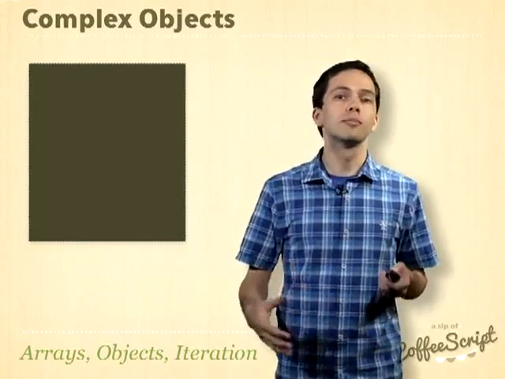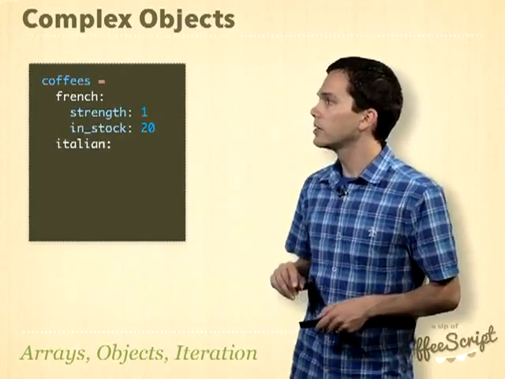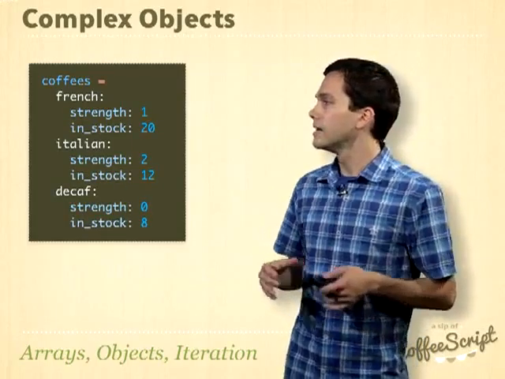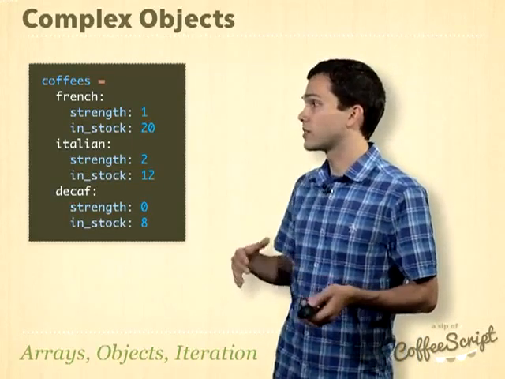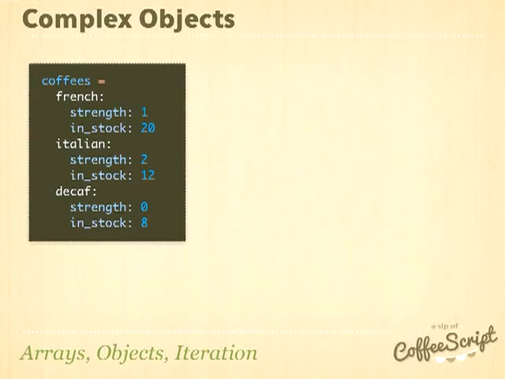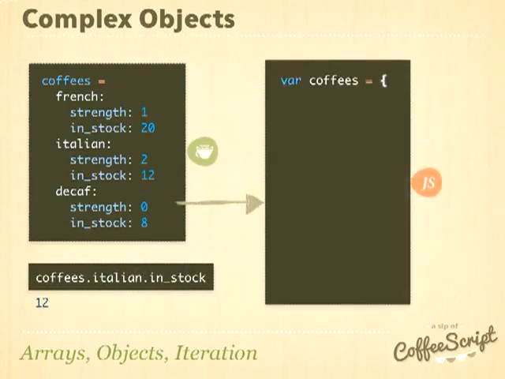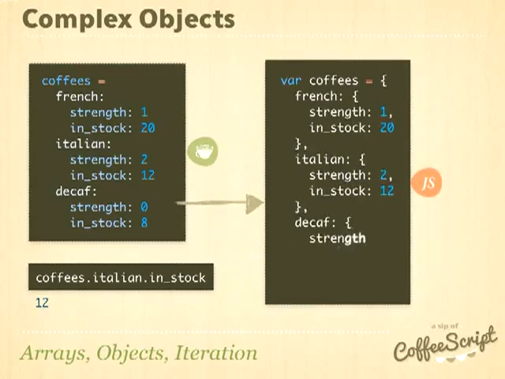Let's take a look at a more complex object, maybe an object that has other objects inside of it. So here you can see I have a bunch of different coffees. Inside each of those coffees, they have the strength of that coffee and how many I have in stock. If I wanted to see how much Italian I have in stock, I would use this command right here. Here's the JavaScript that the CoffeeScript is going to compile into.